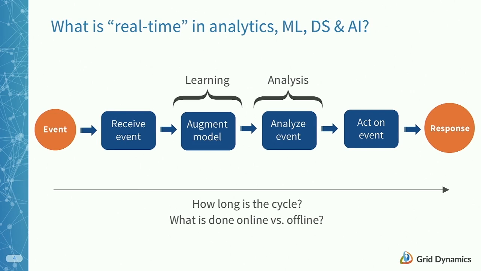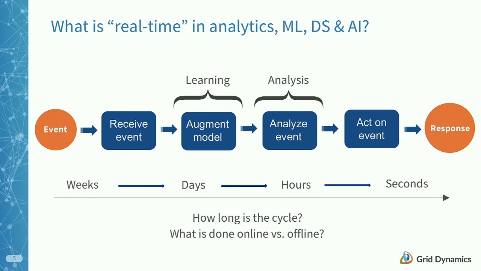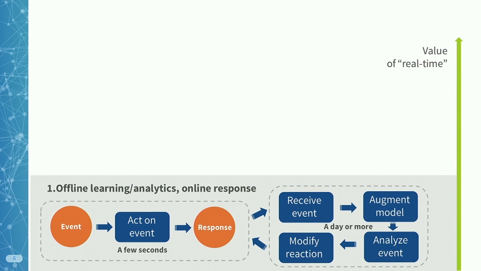So when we talk about real-timeness, the real question to ask is, well, how long is the cycle? And which part of it is actually happening online versus which parts of it are happening offline? And of course, we are forever fighting for faster, shorter, better, right? So one way to categorize what real time means in analytics, in machine learning, in data science, in AI, is I have this simple three-level pyramid.